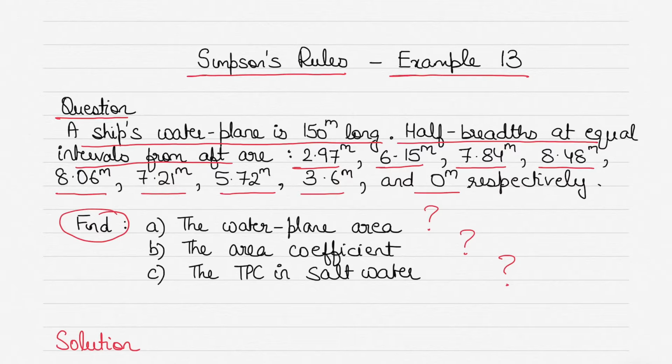Alright, so as soon as you see a question like this and you have to apply Simpson's rules, the first thing that you have to do is count the half breadths that are given to you. So let's start counting. You have 1, 2, 3, 4, 5, 6, 7, 8 and 9. So when you have 9 ordinates, you know that you can apply Simpson rule 1. That is the first decision you have to make.